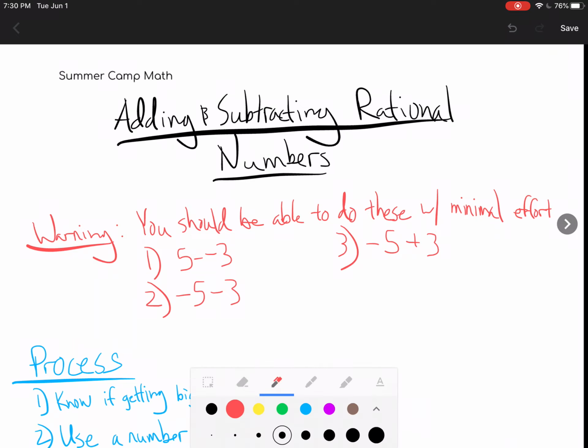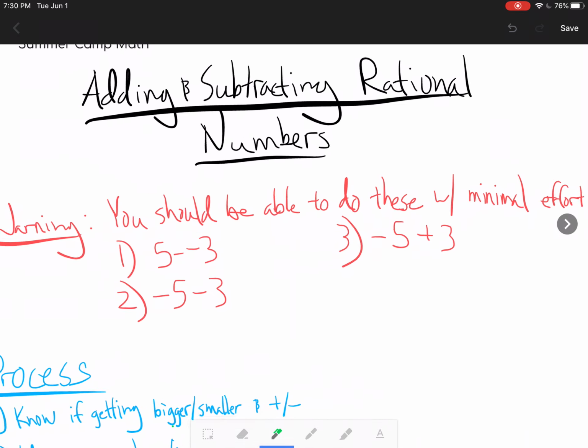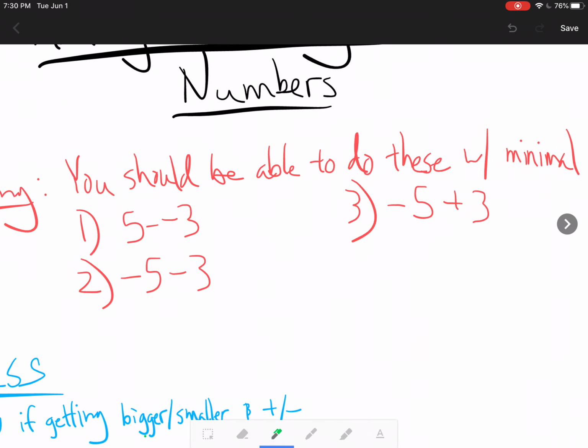Now, before I get any further into this, just a little bit of a warning. You should be able to do these problems here with minimal effort. Take a quick look at them and see if you know how to find the answers. If not, I'm going to suggest that you pause this video and go to a different video where I explain how to do this with just whole numbers, because when we're doing this with rational numbers, we're going to throw decimals and fractions into the mix, and you've got to be able to do this in order to do that.